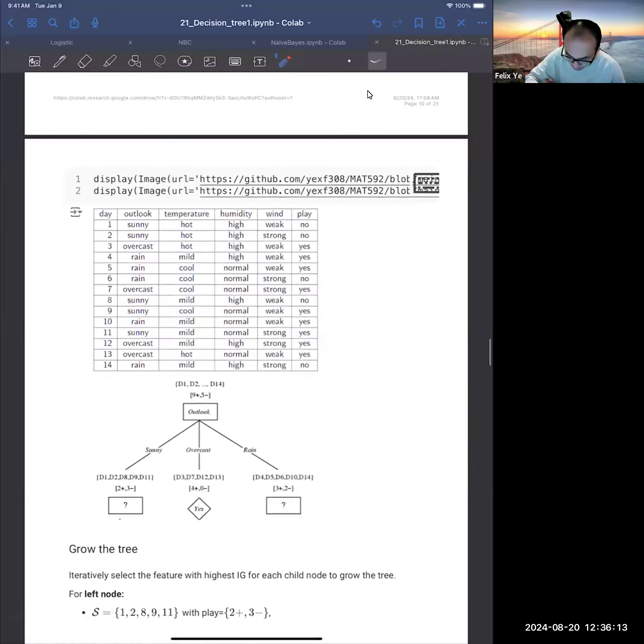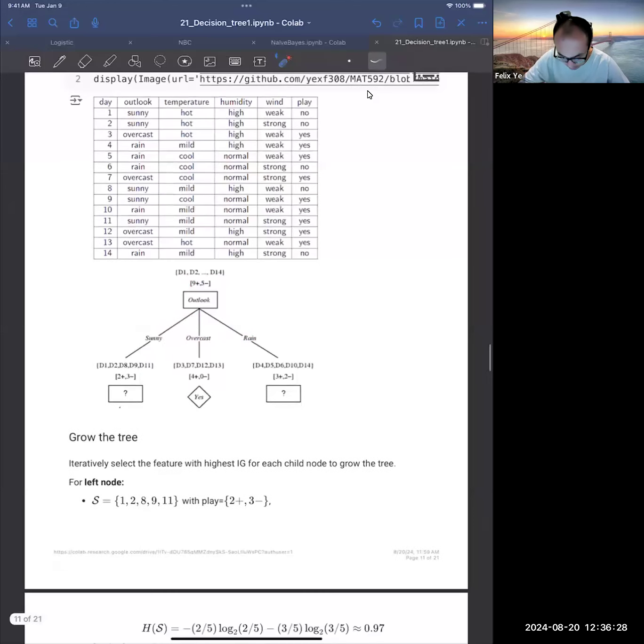Okay, so that's why we choose the feature Outlook. We have 3 possibilities: one is sunny, one is overcast, and one is rain. Out of the sunny, there will be 2 plus and 3 minus. For the rain, there will be 3 plus and 2 minus. But for the overcast, it's always plus. So that means we have reached a leaf, which is yes.